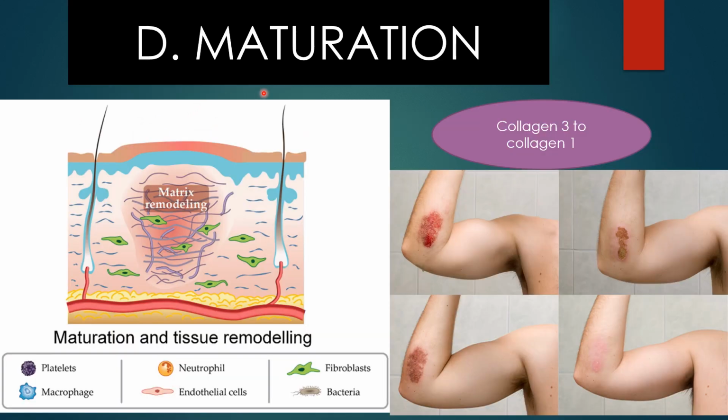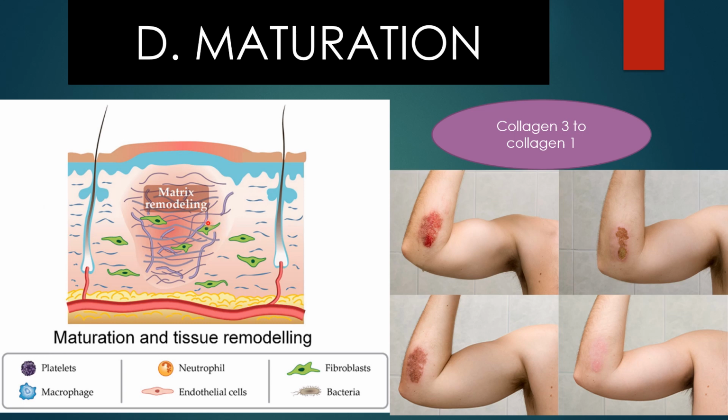See, stage 4 is maturation. Previously the fibroblast will produce collagen also. At the end of the 3rd, 4th day, the collagen will come from the fibroblast. Initially collagen 3 will appear, then it will convert into collagen 1. See, in the 3rd stage, the granulation tissue will form in the wound. In the maturation period, the granulation tissue will convert into fibrous connective tissue.